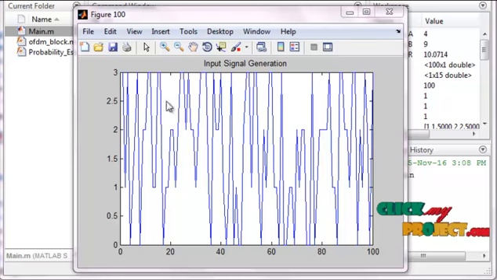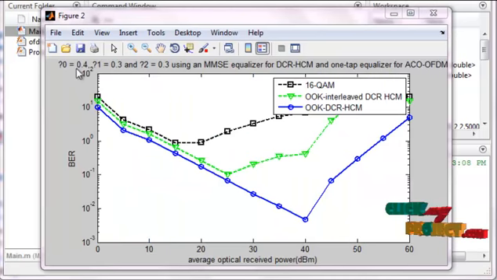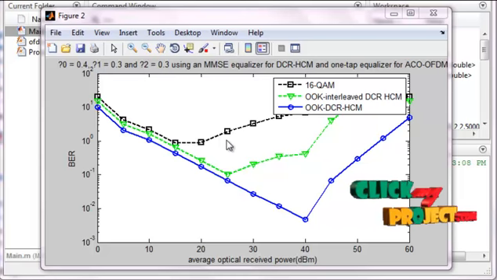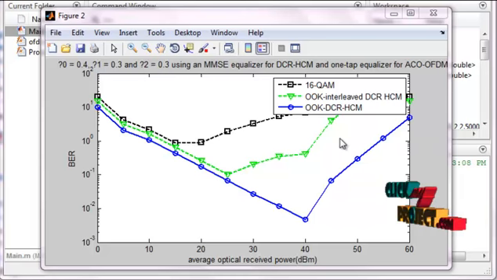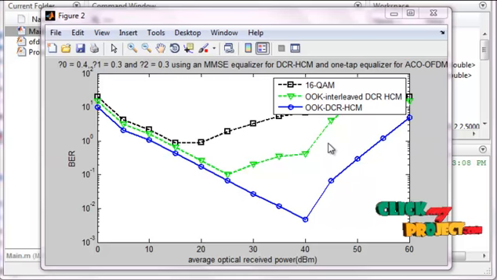Here is the input signal generation. The input is randomly selected from 0 to 100, and here 0 to 3.5. So this is the input signal generation of the HCM OFDM block. Here alpha is equal to 0.4, 1, 0.3 and 0.2, using the MMSE equalizer, that is, the minimum mean square error equalizer of DCR HCM, and the one tap equalizer of ACO OFDM. In this figure, 16 QAM is quadrature amplitude modulation, and the interleave of DCR HCM, where DCR is DC reduced, HCM is a Hadamard-Coded Modulation scheme. The DCR is indicated in blue color, and the green is the interleave, that is the DCR HCM.